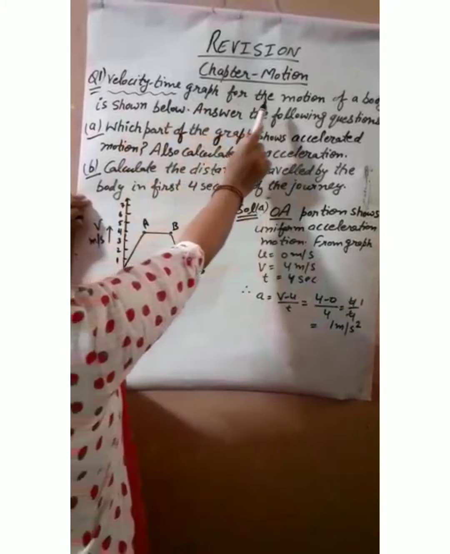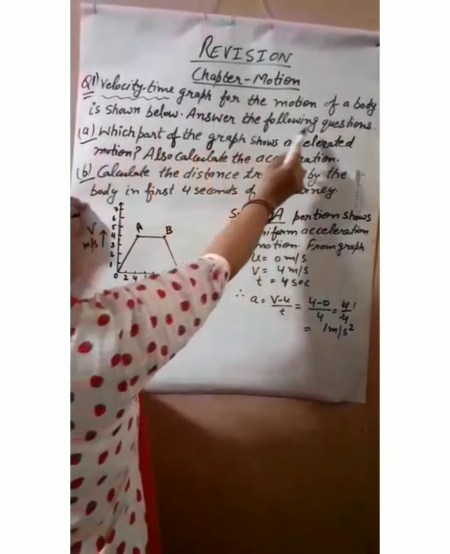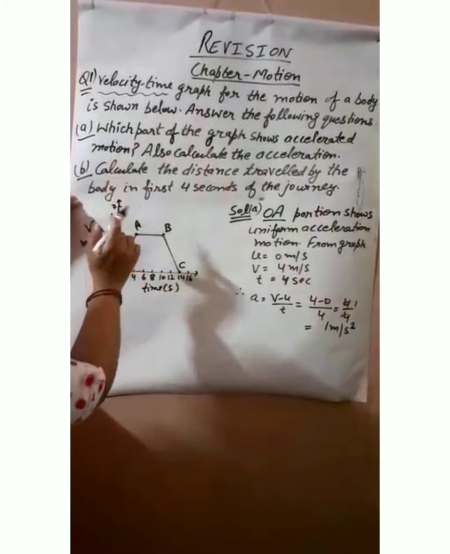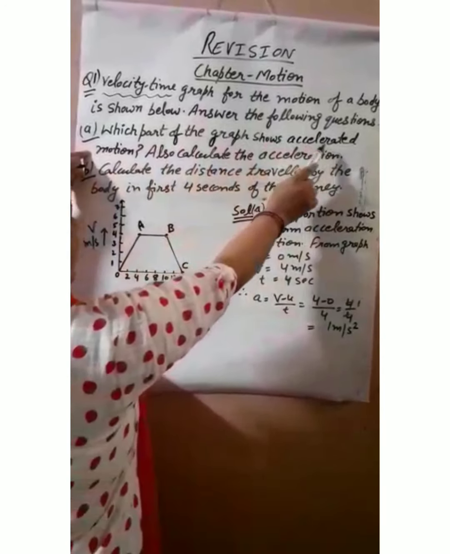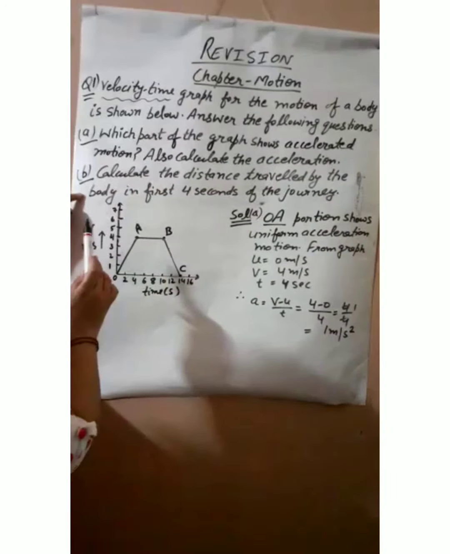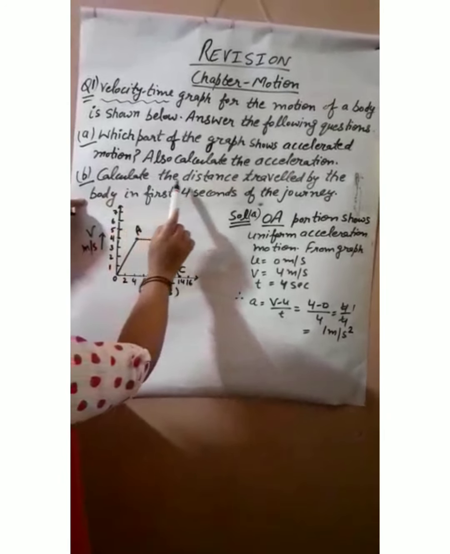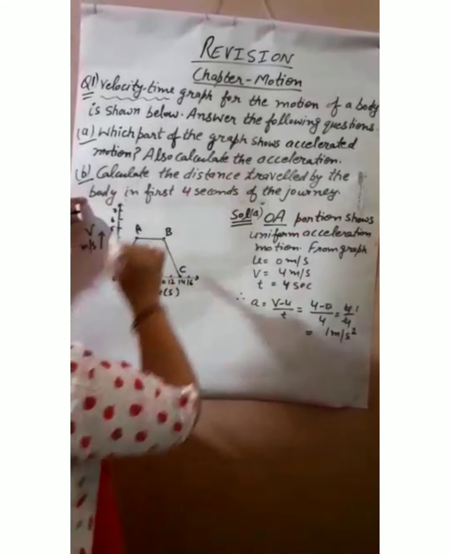The velocity time graph for the motion of a body is shown below. Answer the following questions using this graph. First, which part of the graph shows accelerated motion? Also calculate the acceleration. This is your first question. Second question is, calculate the distance traveled by the body in the first 4 seconds of the journey.